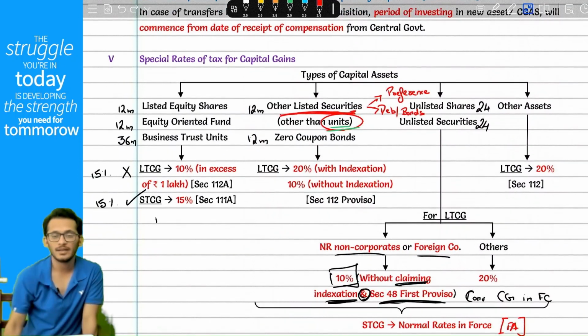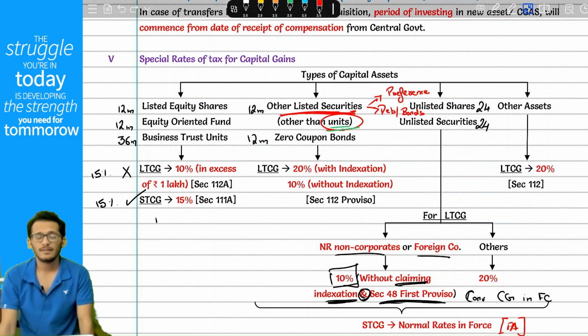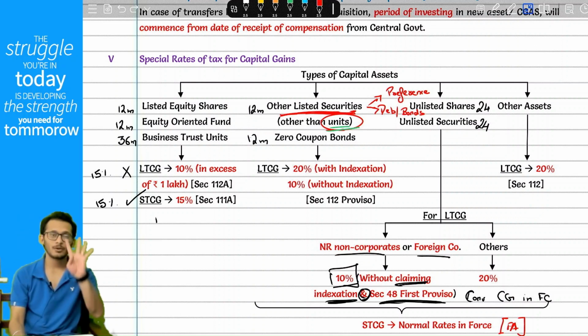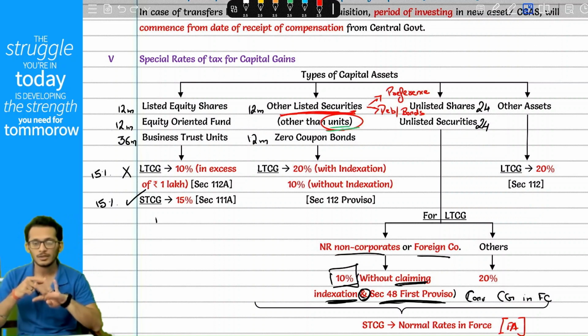That leaves you with the last topic in the capital gains chapter, which is the tax rate. A fairly simple provision. Rahul, in capital gains there are 4 kinds of capital gains: long term 112A, long term 112, short term 111A, and short term others.